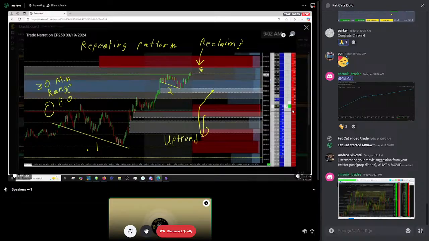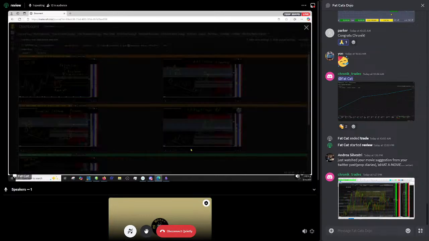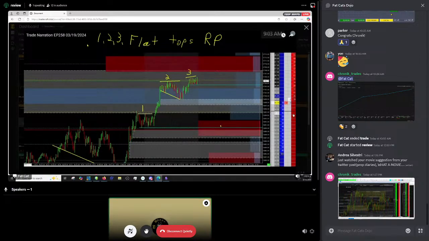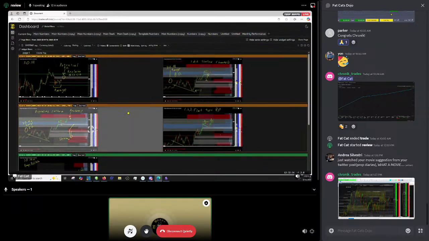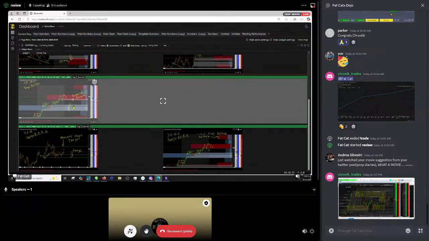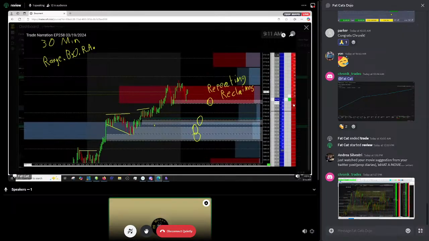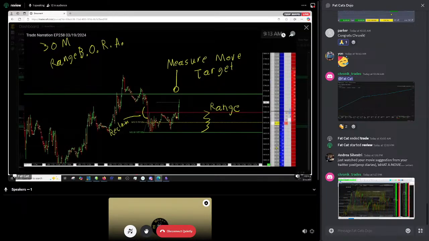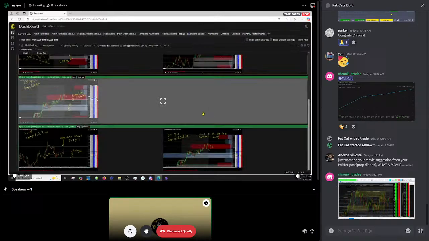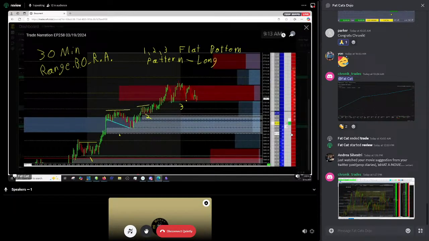30-minute range breakout. You got the slants. Are we going to take this reclaim? And then we have signs signifying an uptrend. Got it. 1, 2, 3, flat tops. So to me, that makes sense to go long there. 30-minute range breakout. Repeating reclaims, so that's what I'm leaning into on that. Finally, we see that it's breaking out here. And I go for the flat bottoms, which there's 1, 2, and 3. Yeah.